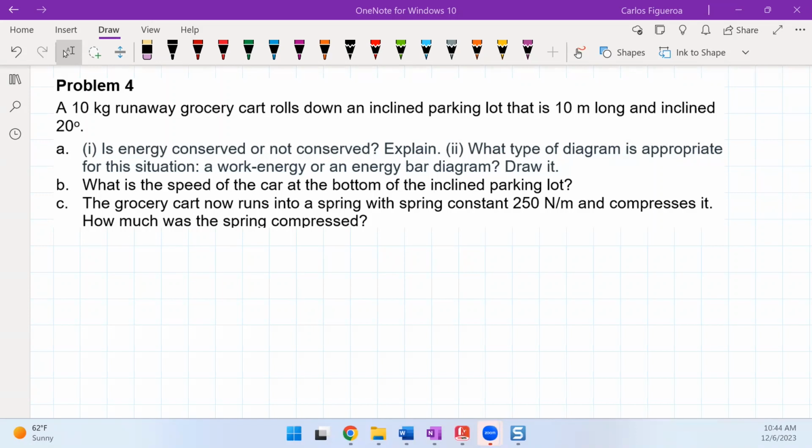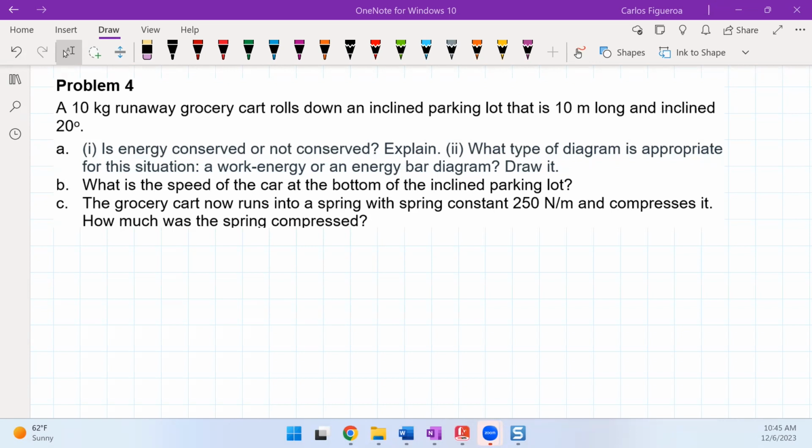Problem 4. A 10-kilogram runaway grocery cart rolls down an inclined parking lot that is 10 meters long and inclined 20 degrees. A. Is energy conserved or not conserved? Explain. What type of diagram is appropriate for this situation? A work energy or an energy bar diagram? Draw it.